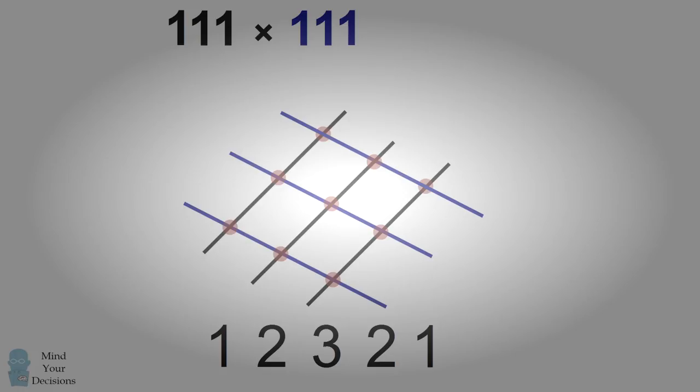So you can see why we have a very symmetrical pattern of intersections. And you can also see that we're adding one intersection to each of the existing numbers, and then we're adding 1 on the far left and the far right. So 111 times itself is 1, 2, 3, 2, 1.